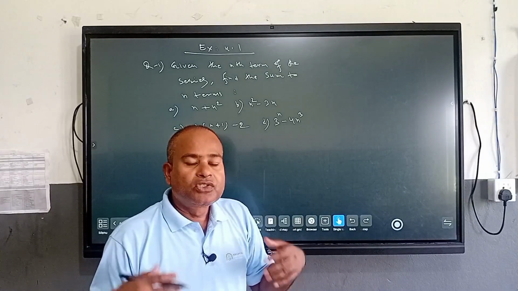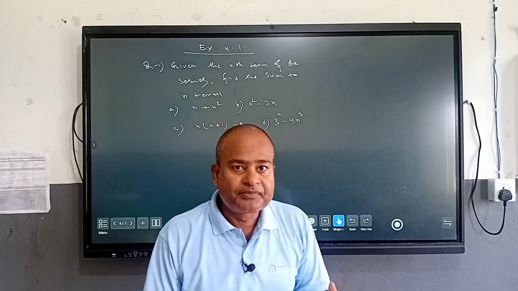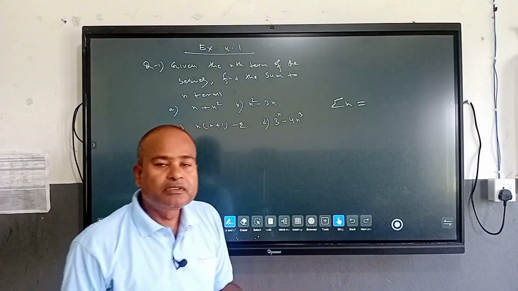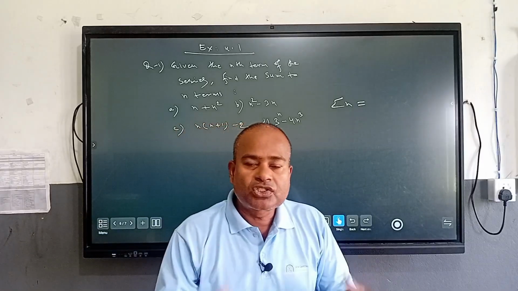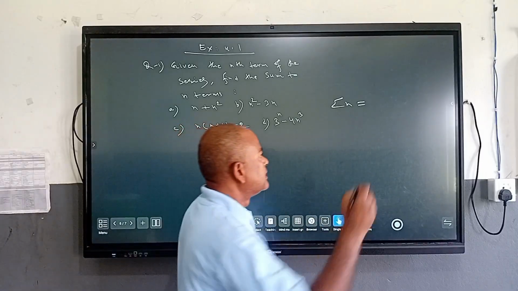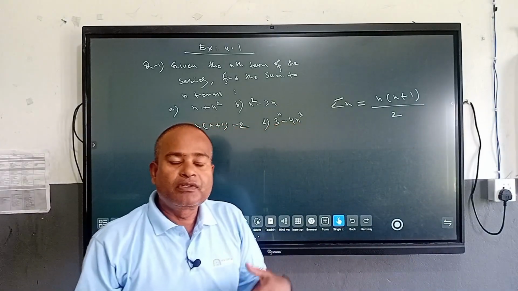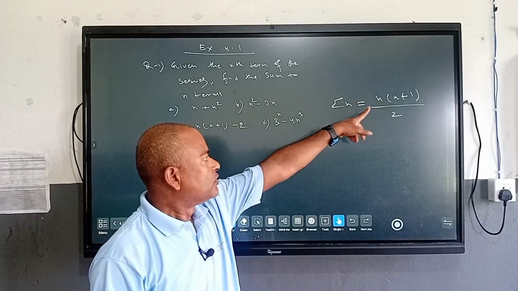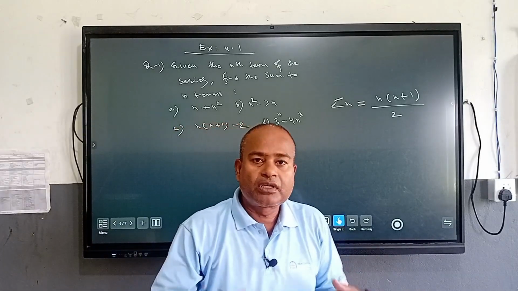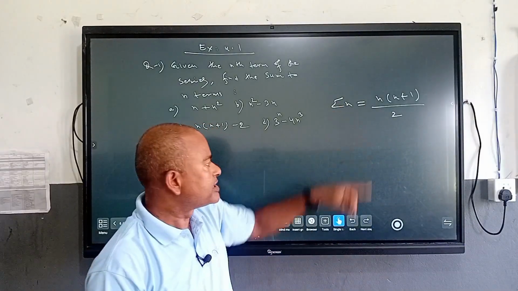Dear students, to find the sum of n terms of any given series, at first let us recall some of the formulas. The sum of the first n natural numbers is denoted by summation n, and it is given by the formula n times n plus 1 over 2. That means to find the sum of the first n natural numbers, we have to apply the formula n times n plus 1 over 2, and the sum of the first n terms of natural numbers is represented by summation n.